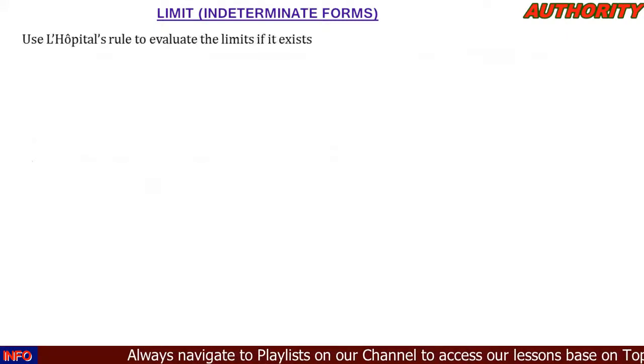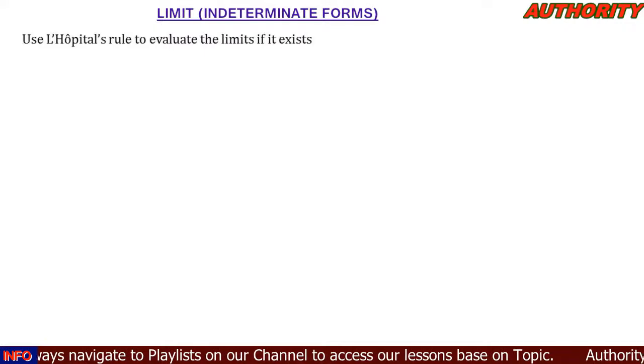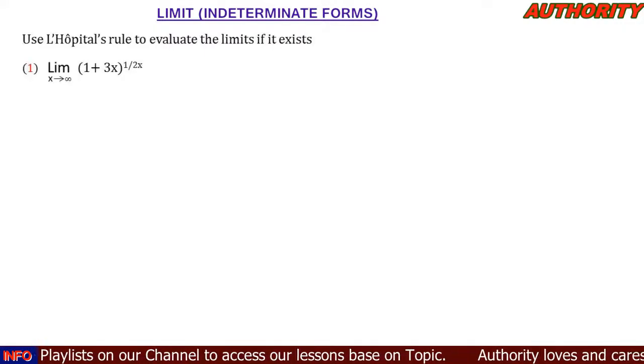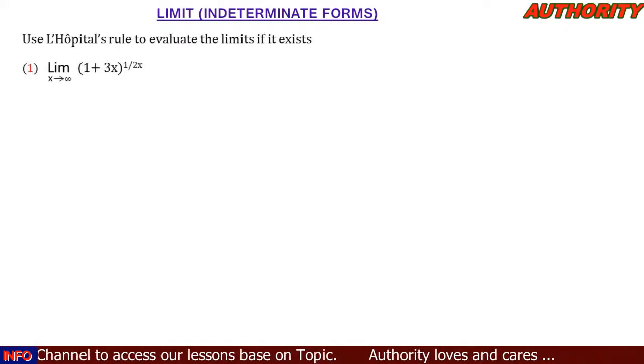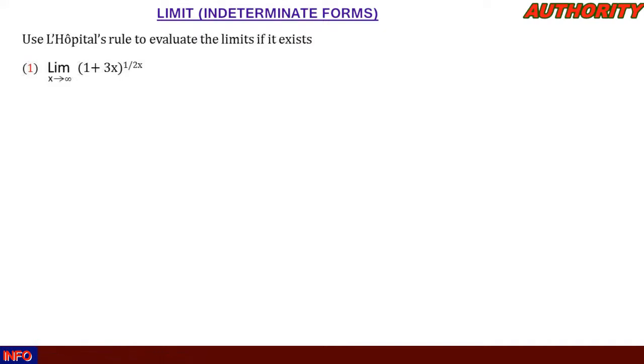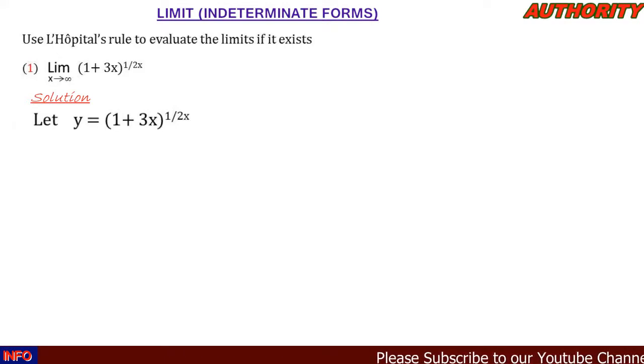Let's consider these questions. Use L'Hopital's rule to evaluate the limit if it exists. Lim as x approaches infinity of (1 plus 3x) raised to power 1 all over 2x. Here, if we place in our value, we have infinity all over infinity, which is what we don't want. So we say let y equal to (1 plus 3x) raised to power 1 all over 2x.